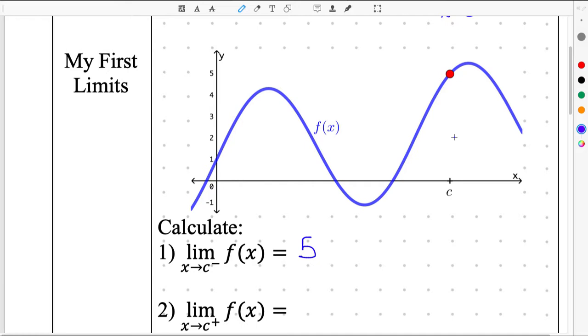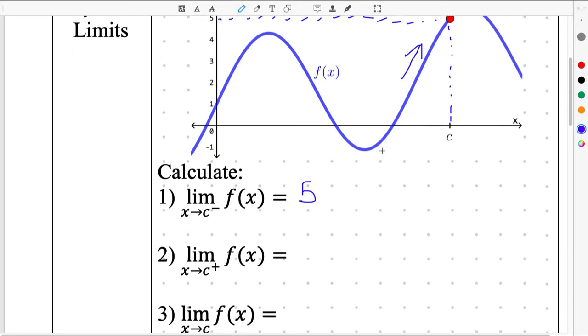Here's our answer. C, and you can even do a little dotted line if you want. I bet I have a way to do this a little bit more officially, but there's my dotted line. As I get closer and closer from the left, this arrow represents I'm getting closer and closer to a height of 5. And then I need someone else to read this.